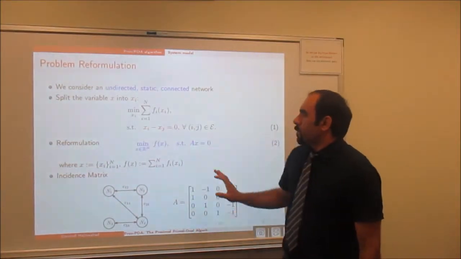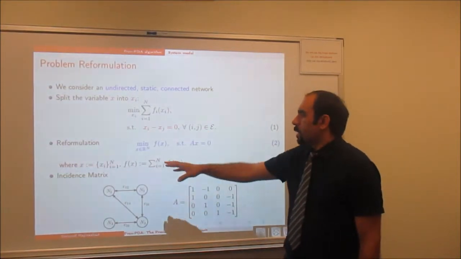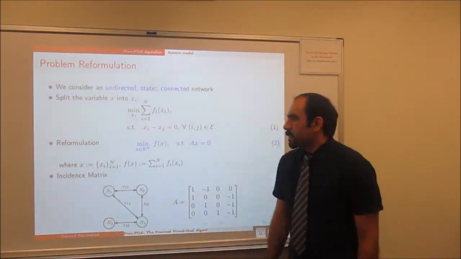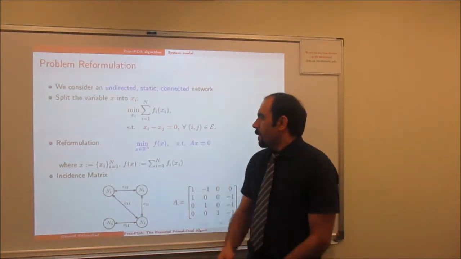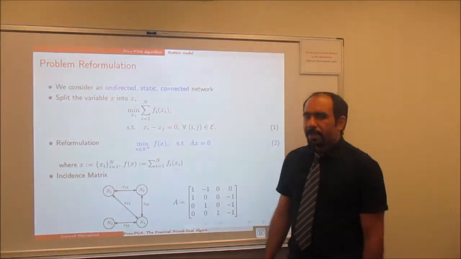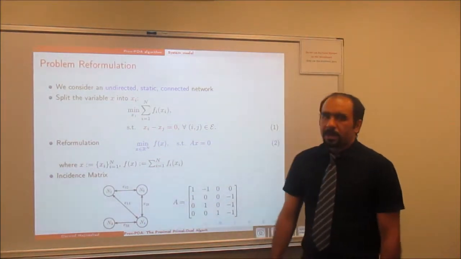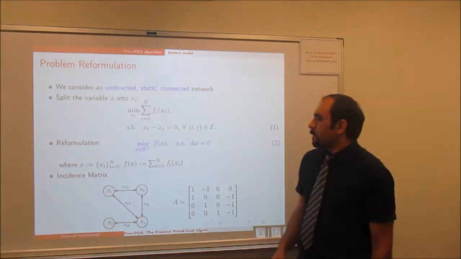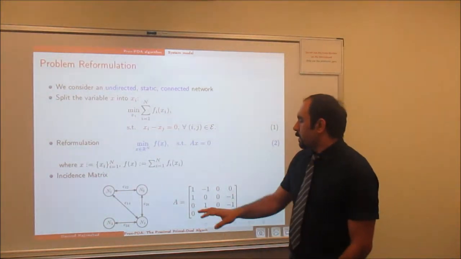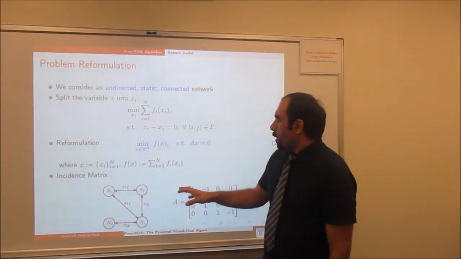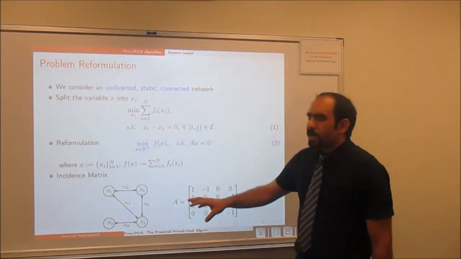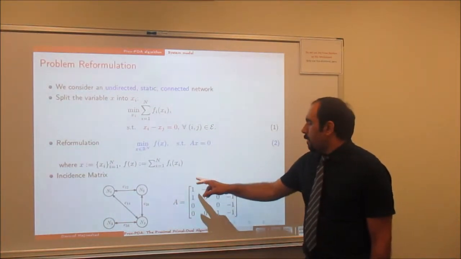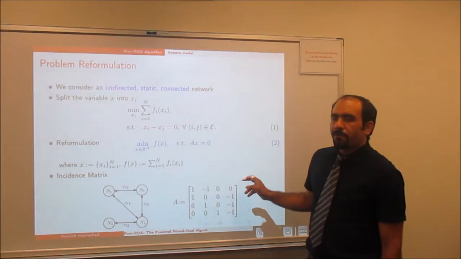And this optimization problem can be further simplified using some extra notations. For example, if we stack all the variables x_i into variable x and define a new function f of x as the summation of f_i of x_i, and also if we define a matrix which is called the incidence matrix in the following way. So for each edge in the network, we have a row in the matrix, and for each node in the network, we have a column.